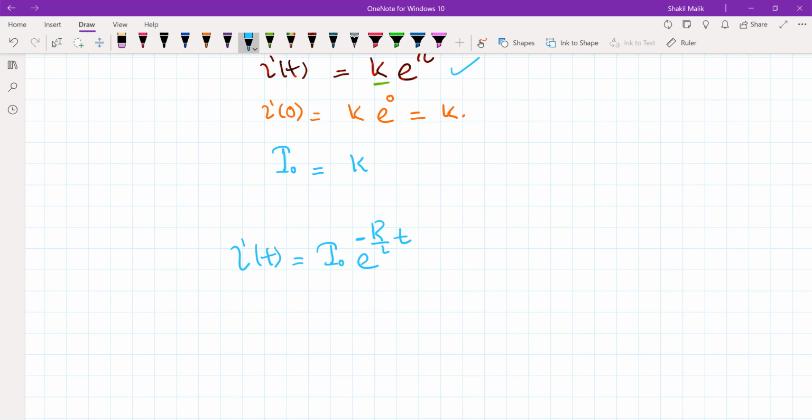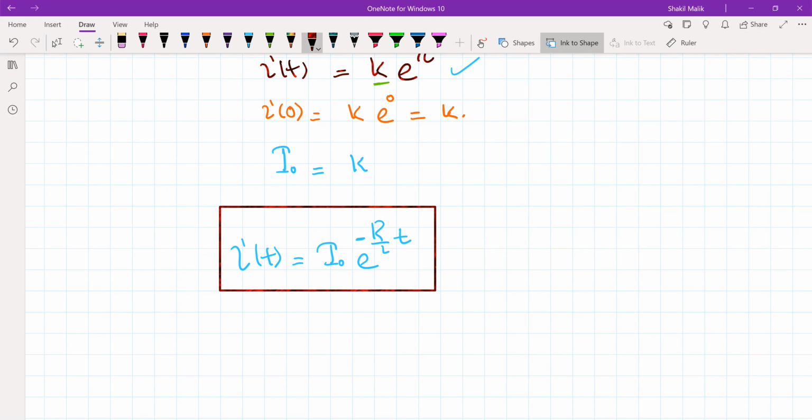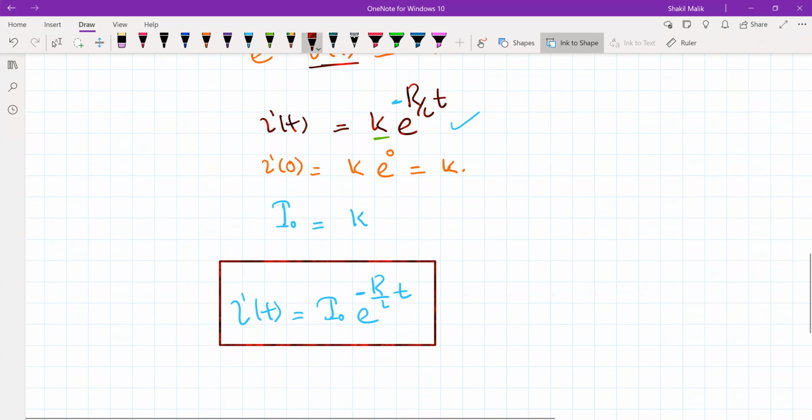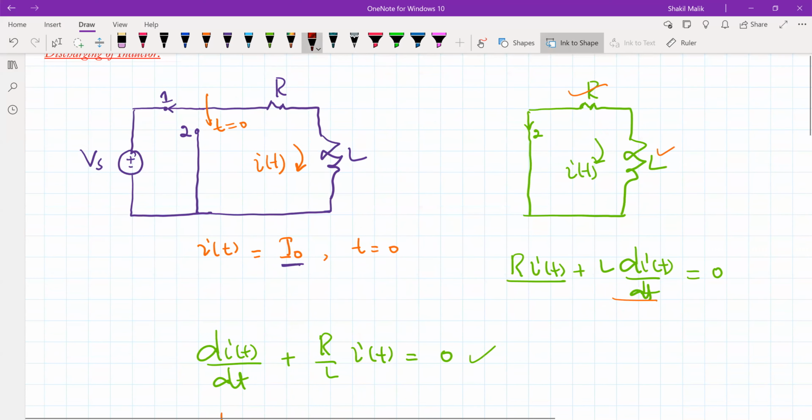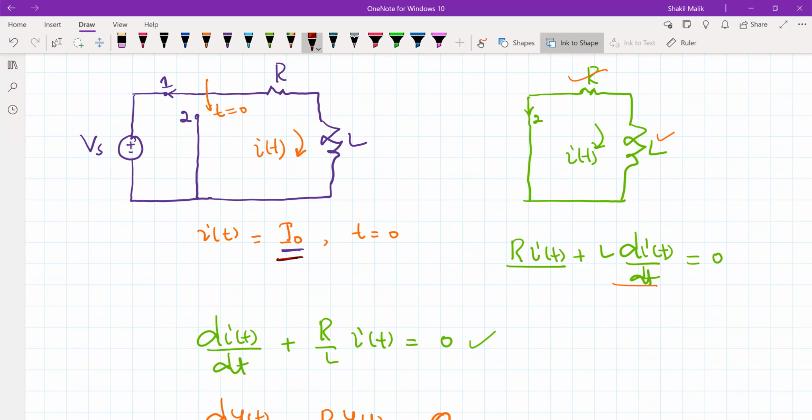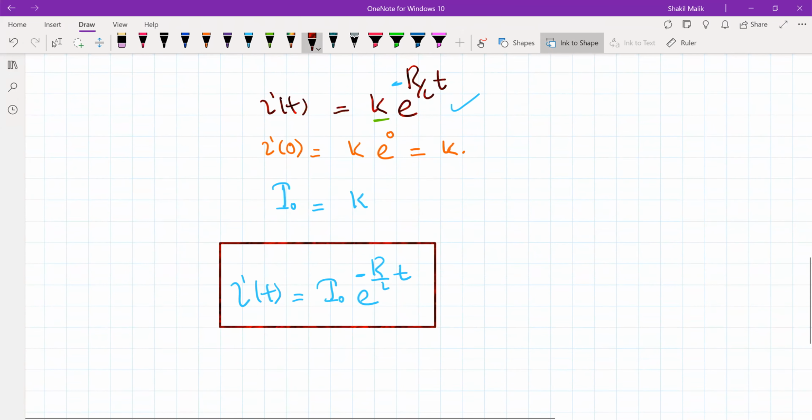So this is the inductor current that flows when we change the switch from position 1 to position 2. And what we assumed in this circuit is that the initial inductor current is I naught. When we connect it to position 2, the circuit looks like this, and the current that flows there looks like this.